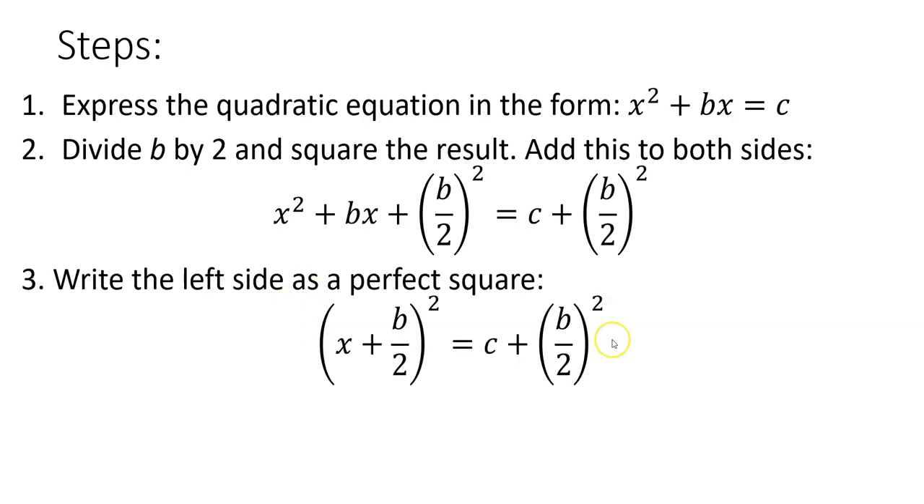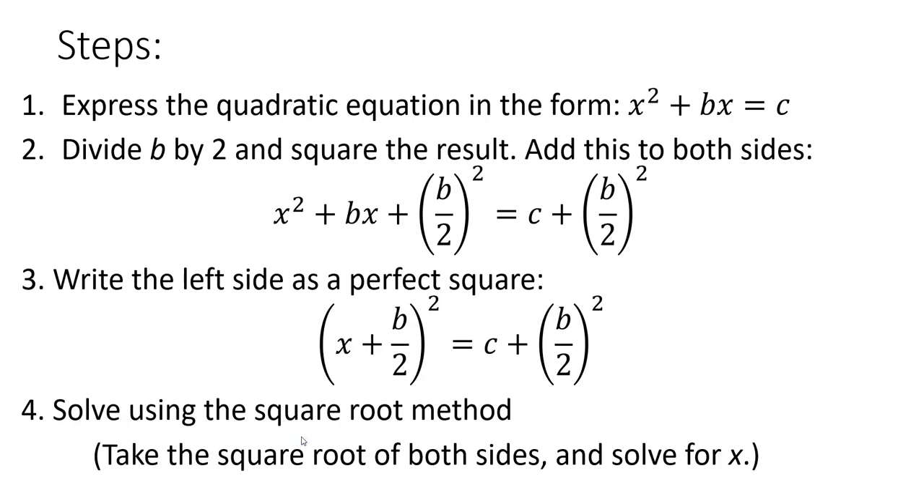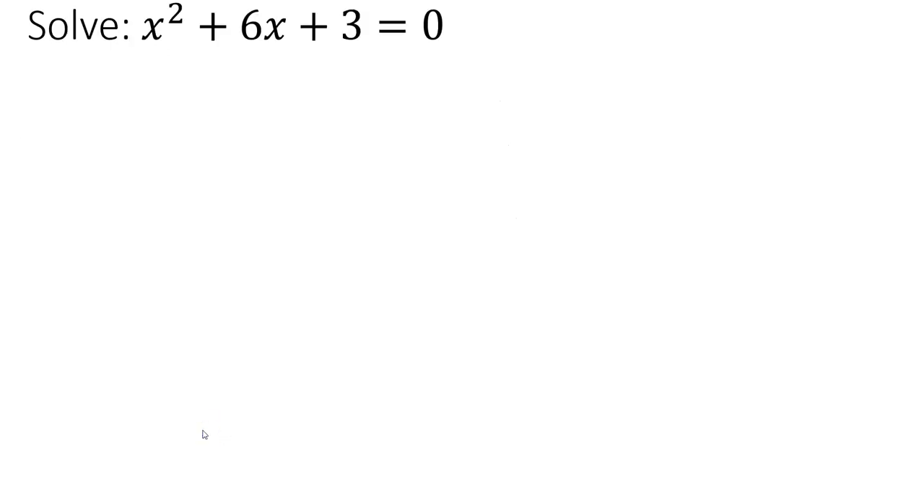Once we have done that, we can write the left side as a perfect square. Notice the b divided by 2, that is what's going to be inside the parentheses on the left side to make it a perfect square. On the right side, you'll just need to simplify. And then we can solve using the square root method, which is taking the square root of both sides, and then we will want to get x by itself. Let's do a couple of examples to see how this looks.